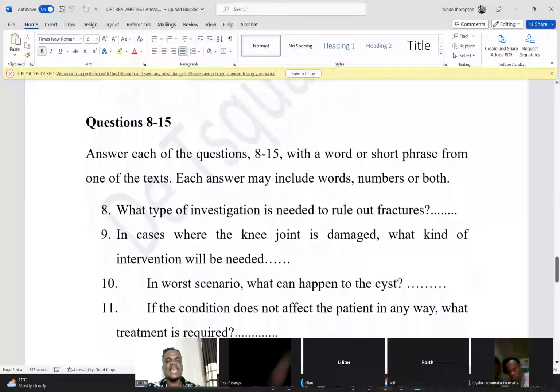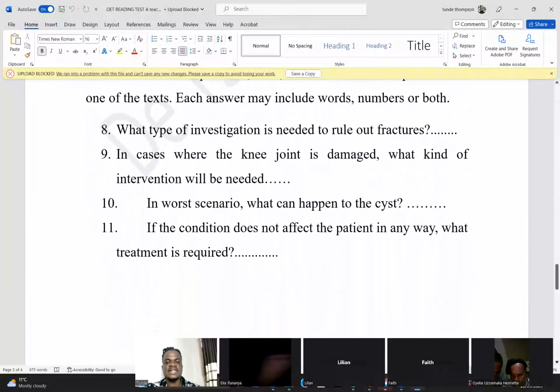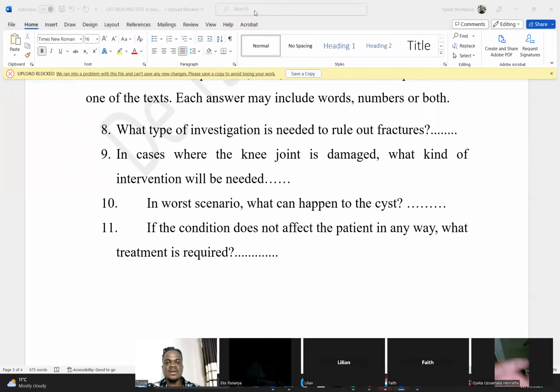Then from question number 8 to 15, this is what we call the short answer. They will ask you a question. You're supposed to answer in a word.